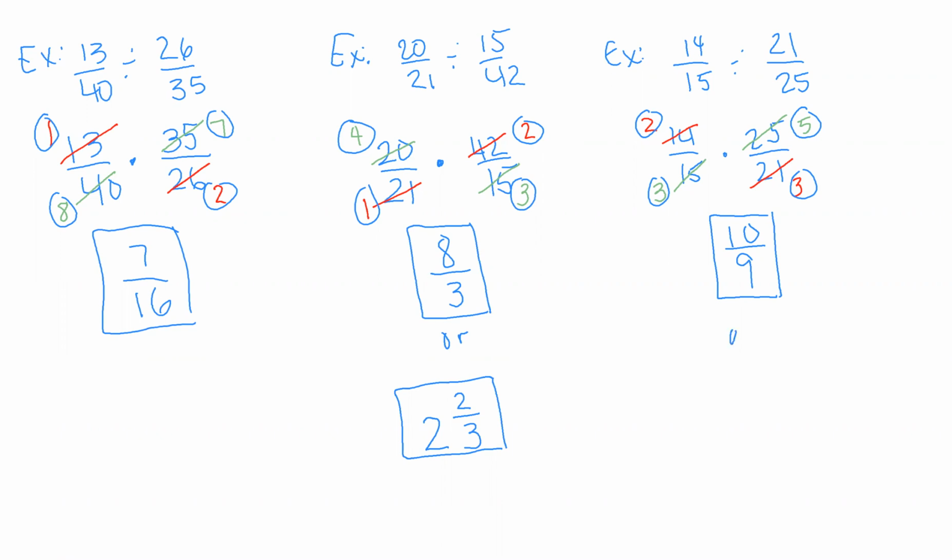Now, if you did want to convert this to a mixed number, we would want to know how many times will 9 go into 10. It'll go in one whole time with 1 out of 9 left over. All right. So you've had several examples here of how to divide fractions. Remember, convert it to multiplication by multiplying the first fraction by the reciprocal of the second fraction, and then just follow the steps to multiply.